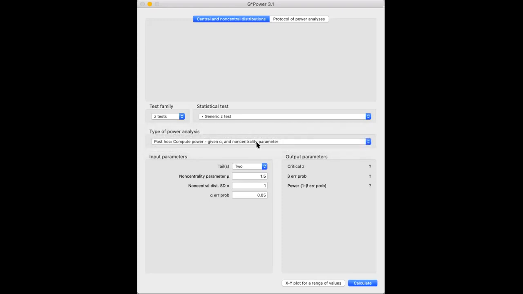Okay. Now you can see that there are input parameters. There are 4 input parameters to work with. The first is called tails. You can do a 1-tail test or you can do a 2-tail test. The non-centrality parameter mu is basically the mean of the z distribution that you want to test against 0. So consider this as the z-score that actually exists, that depicts the difference between the two population means.